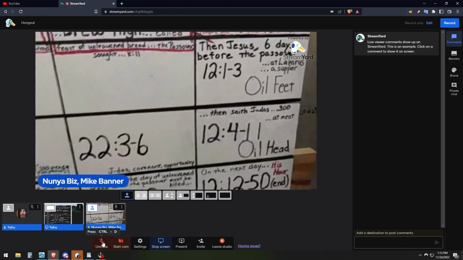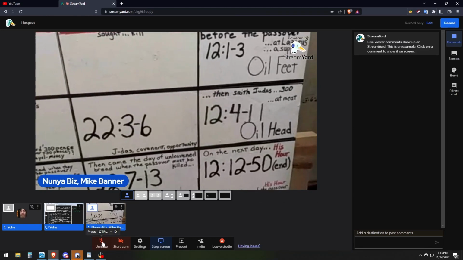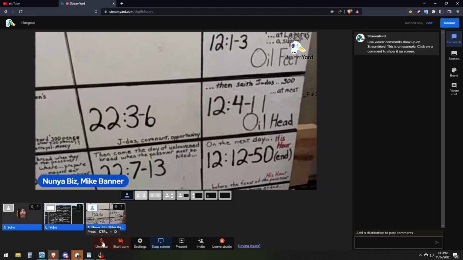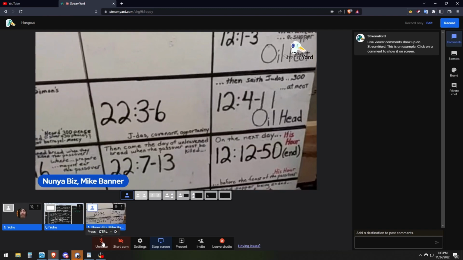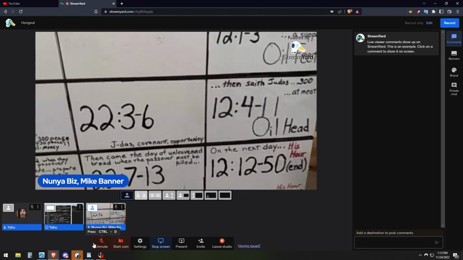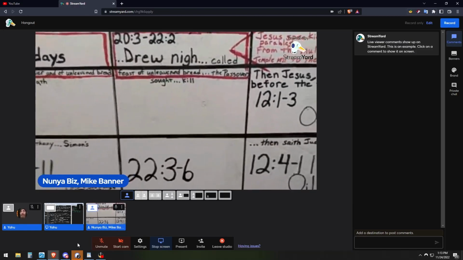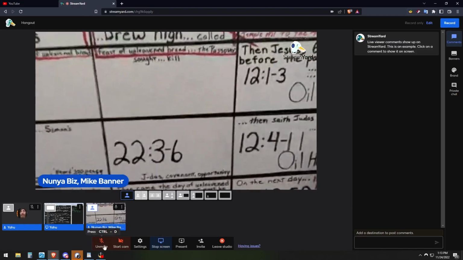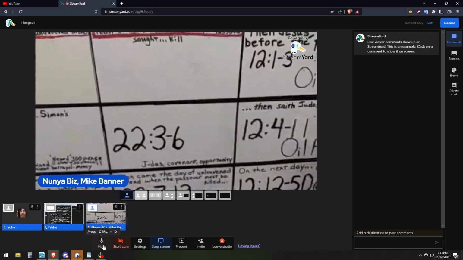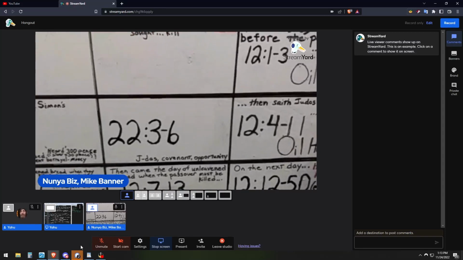So let's just read John 12:1-3 real quick. Then Jesus, 6 days before the Passover, came to Bethany, where Lazarus was, which had been dead, whom he raised from the dead. There they made him a supper, and Martha served. But Lazarus, this is funny, but Lazarus, okay, remember stinky Lazarus? That's why they're saying, but Lazarus. But Lazarus was one of them that sat at the table with him.